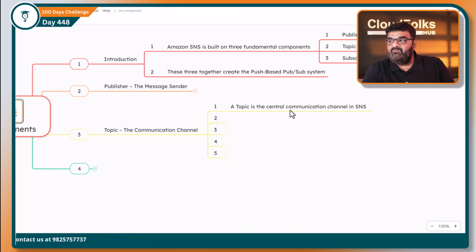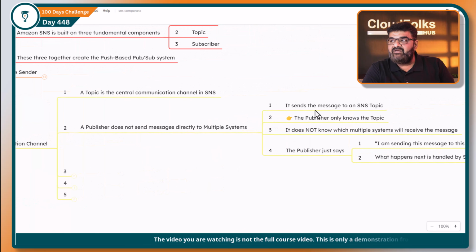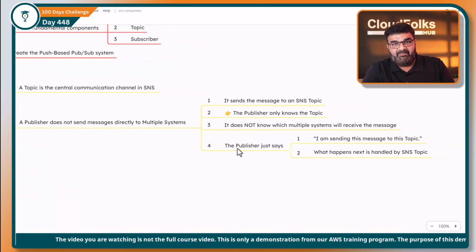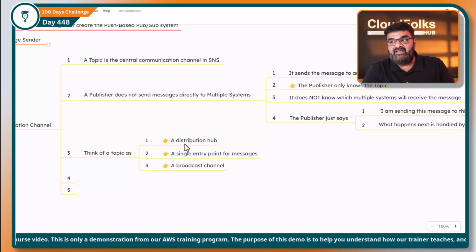A topic is a communication channel in SNS. Publisher does not send messages directly to multiple systems. It sends the message to an SNS topic. The publisher only knows the topic. It does not know which systems will receive this message. The publisher just says, I am sending this message to the topic. What happens next is handled by the SNS topic. Think of a topic as a distribution hub, a single entry point for messages, a broadcast channel.